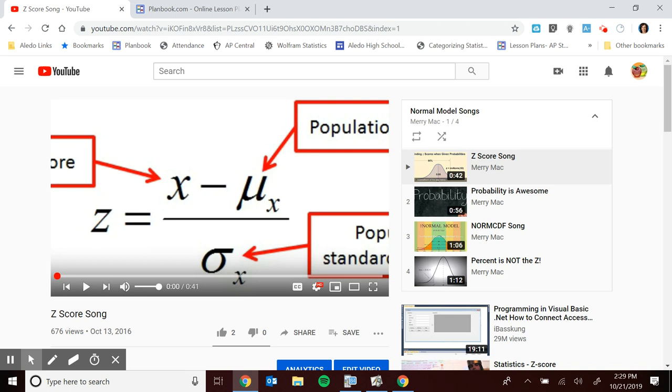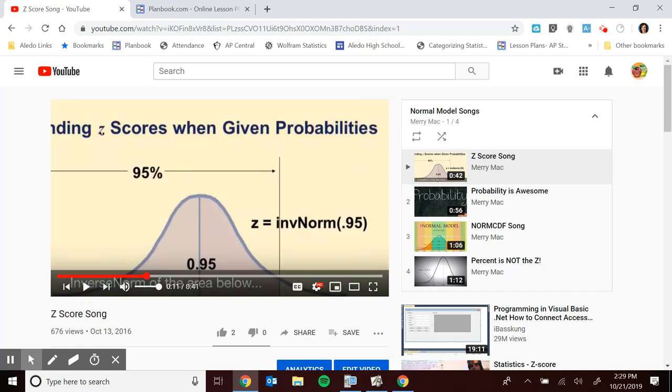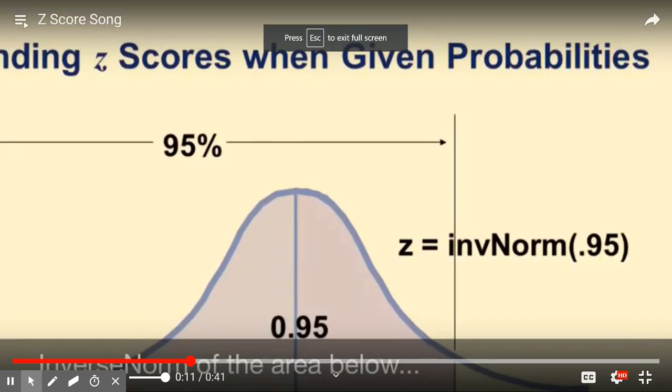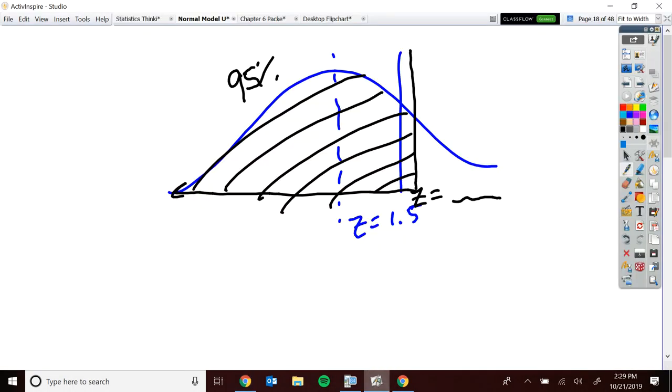When it gets to the next section, we've got inverse norm of the area below is the Z at that spot. Okay, so that is the backwards way to get that Z-score. That's how we're going to come up with our Z-score here. So to get this, we're going to do our inverse norm of the area below, which is 0.95. Let's show you how to do that in your calculator.